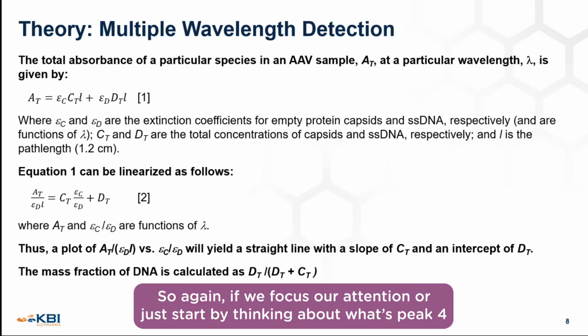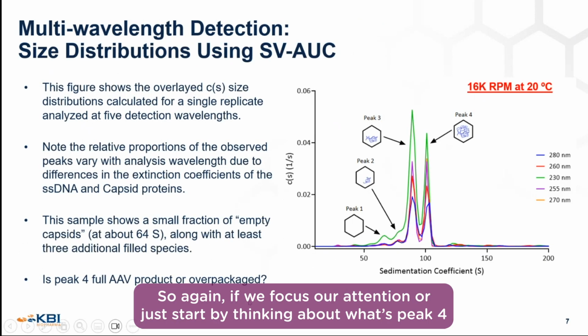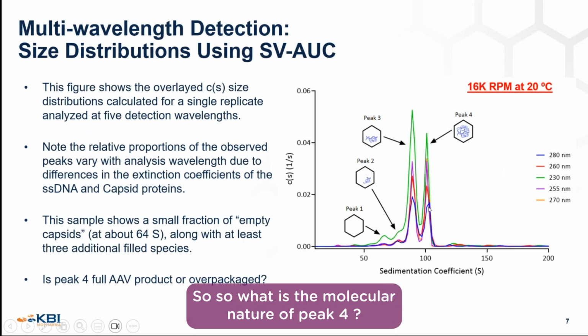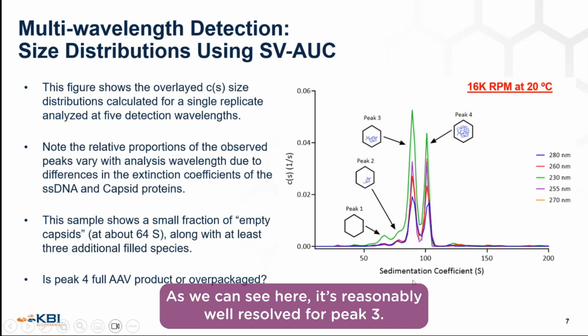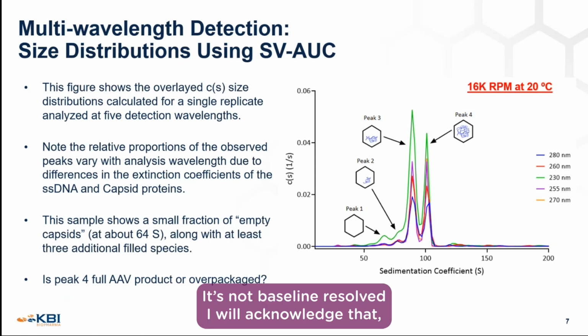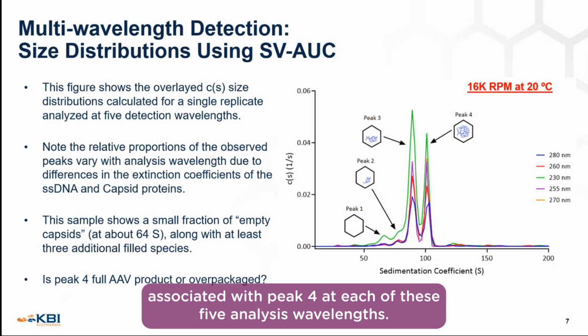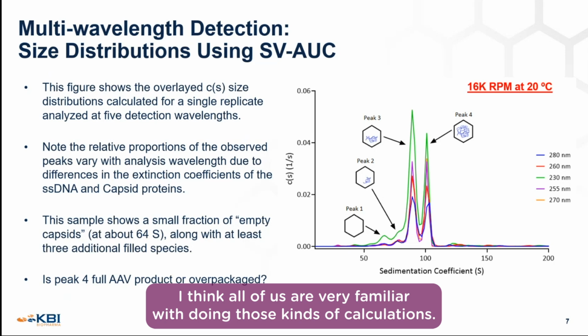So again, let's just start by thinking about peak 4, because we want to know the answer to that. What is the molecular nature of peak 4? As we can see here, it's reasonably well resolved from peak 3. It's not baseline resolved, I will acknowledge that, but it's reasonably well resolved. And so we can integrate across peak 4 to calculate the total absorbance associated with peak 4 at each of these 5 analysis wavelengths. I'm sure all of us are very familiar with doing those kinds of calculations.